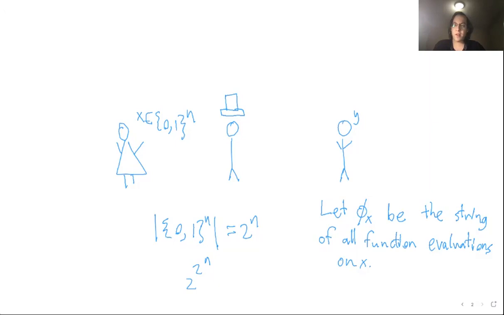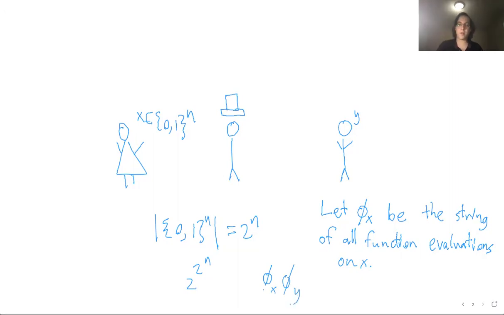Okay, and we can similarly define phi y, and then effectively the referee, because he can ask Alice any question about x, basically can make queries to phi x, and he can ask Bob any question about y, so he basically has the ability to make queries to phi y. So effectively, the referee is making queries to this concatenated string, the string concatenation of phi x and phi y.